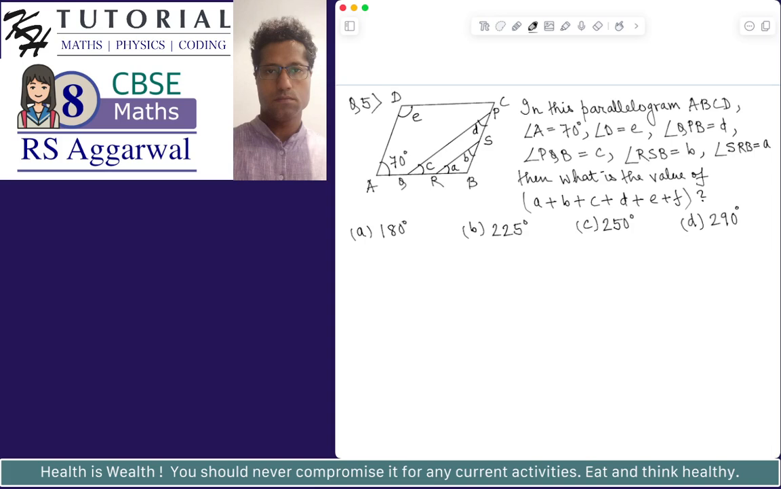So the angles are given, as you can see from the diagram. I hope you can see the diagram properly and the angles. It is asking what is the value of A plus B plus C plus D plus E plus F. Okay, let's do it step by step.